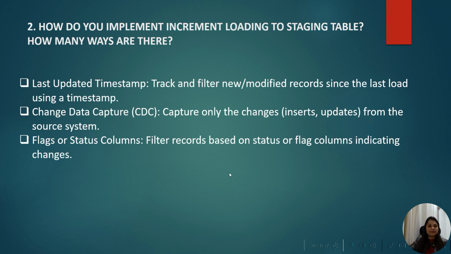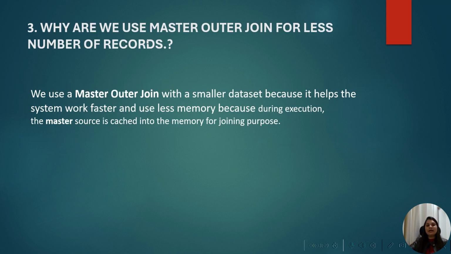So next question. Why do we use master outer join for a smaller number of records? We use the master outer join with a smaller data set because it helps the system work faster and use less memory, because during execution the master source is cached into memory for joining purposes. That's why we use master outer join for a smaller number of records. So move to the next question.